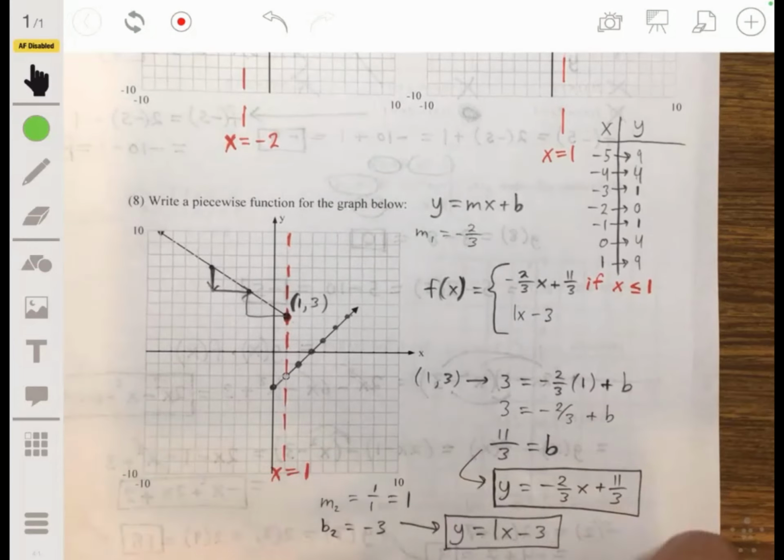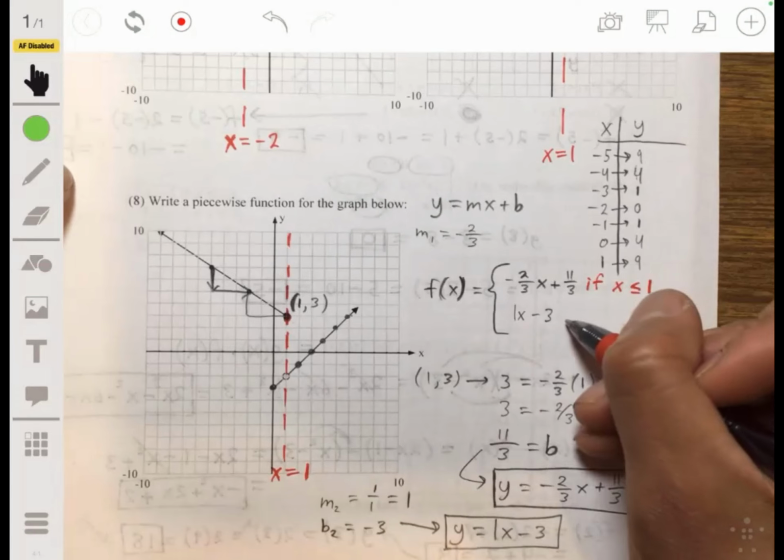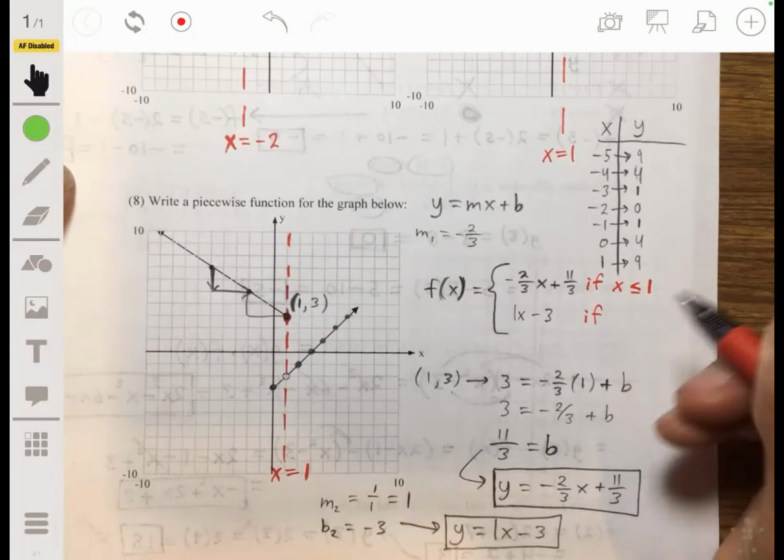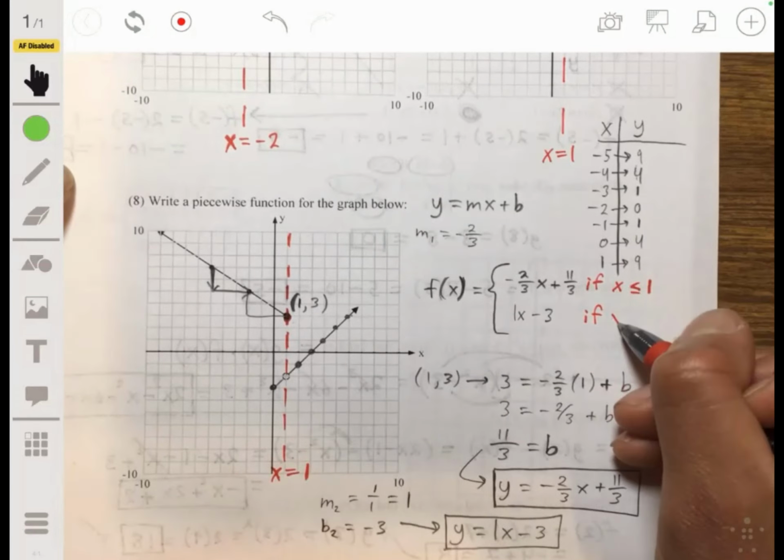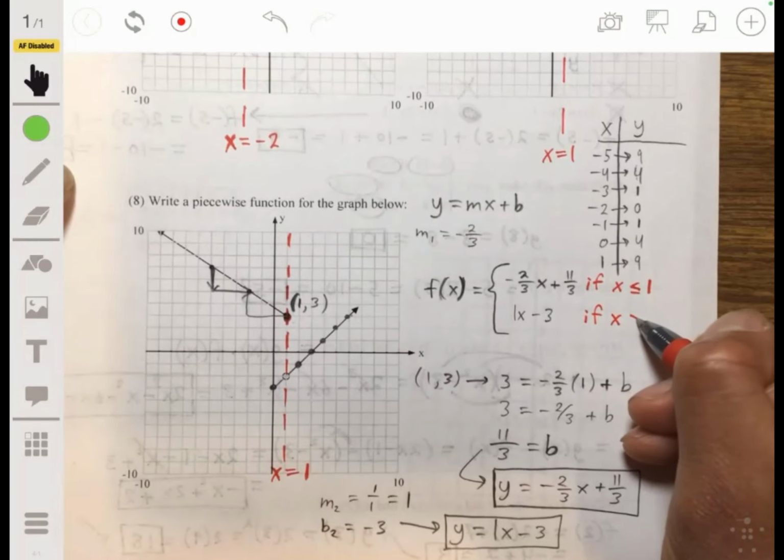But again, consider the interval. So that's if x is going to be greater than 1. We don't include 1 because, see, there's an open circle there. Let me erase this part because I don't want it to confuse you. So we're going to have just if x is greater than 1 for that one.